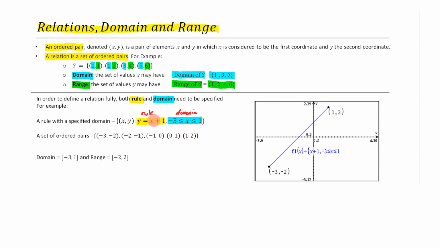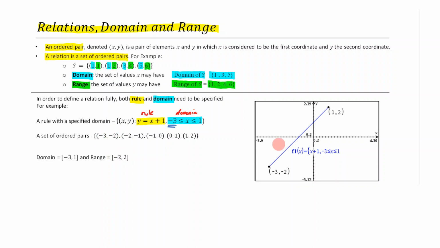So the rule and the domain are going to work together now. And what we could do is create a set of ordered pairs from this information. My domain is telling me where all my possible x values exist. Well, it starts at -3. So if I sub -3 into this rule, I can create my first ordered pair. -3 plus 1 is -2. That's where I'm starting from.